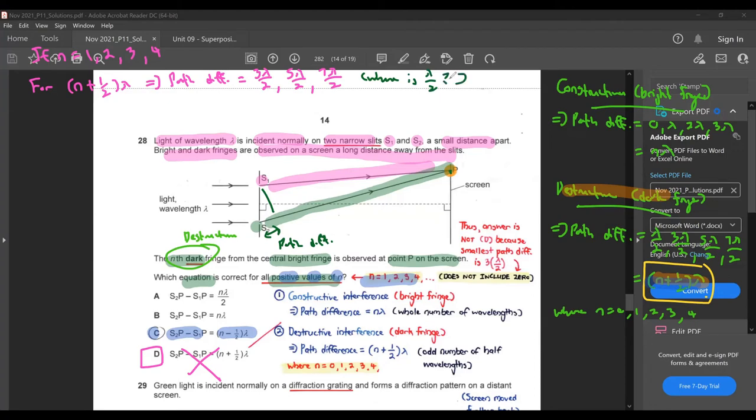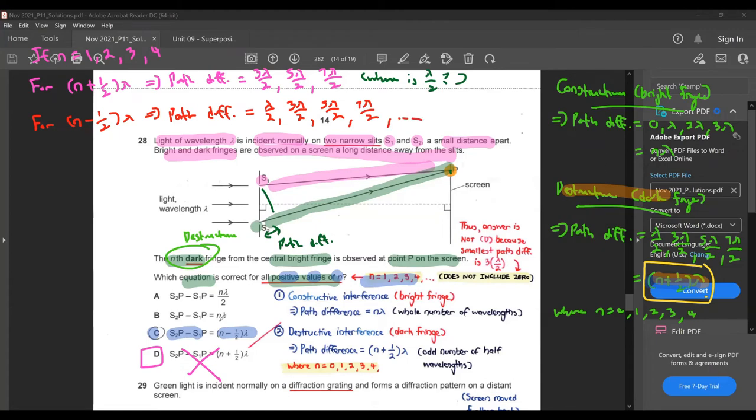Okay, but if your expression was, I need to find a suitable color. Okay, for n minus half lambda, your path difference is going to be lambda over 2, 3 lambda over 2, 5 lambda over 2, 7 lambda over 2, dot dot dot.